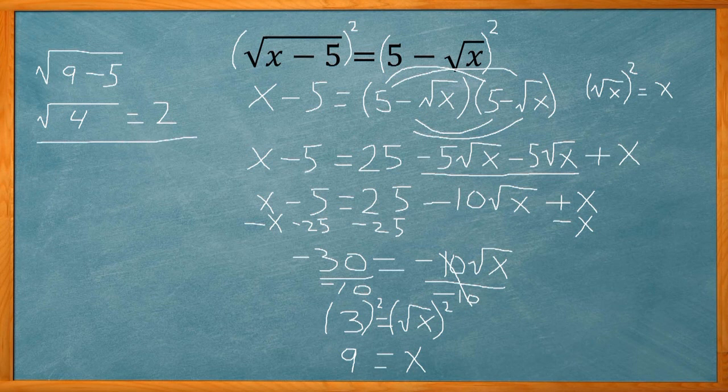Alright, let's look at the other side. 5 minus the square root of x, so 5 minus the square root of 9. Okay, square root of 9 is going to be 3. And 5 minus 3 is 2. So we get the same value on both sides, so our answer is correct. So that's how you solve an equation involving square roots.